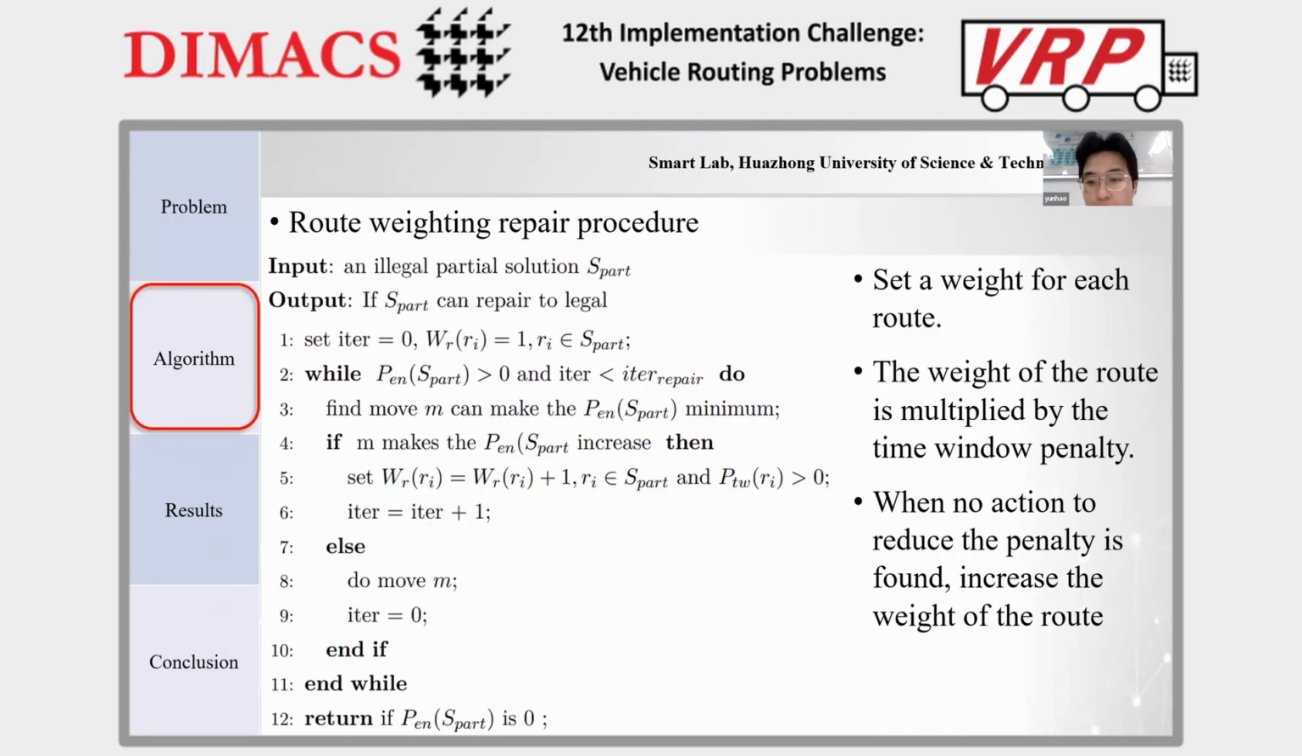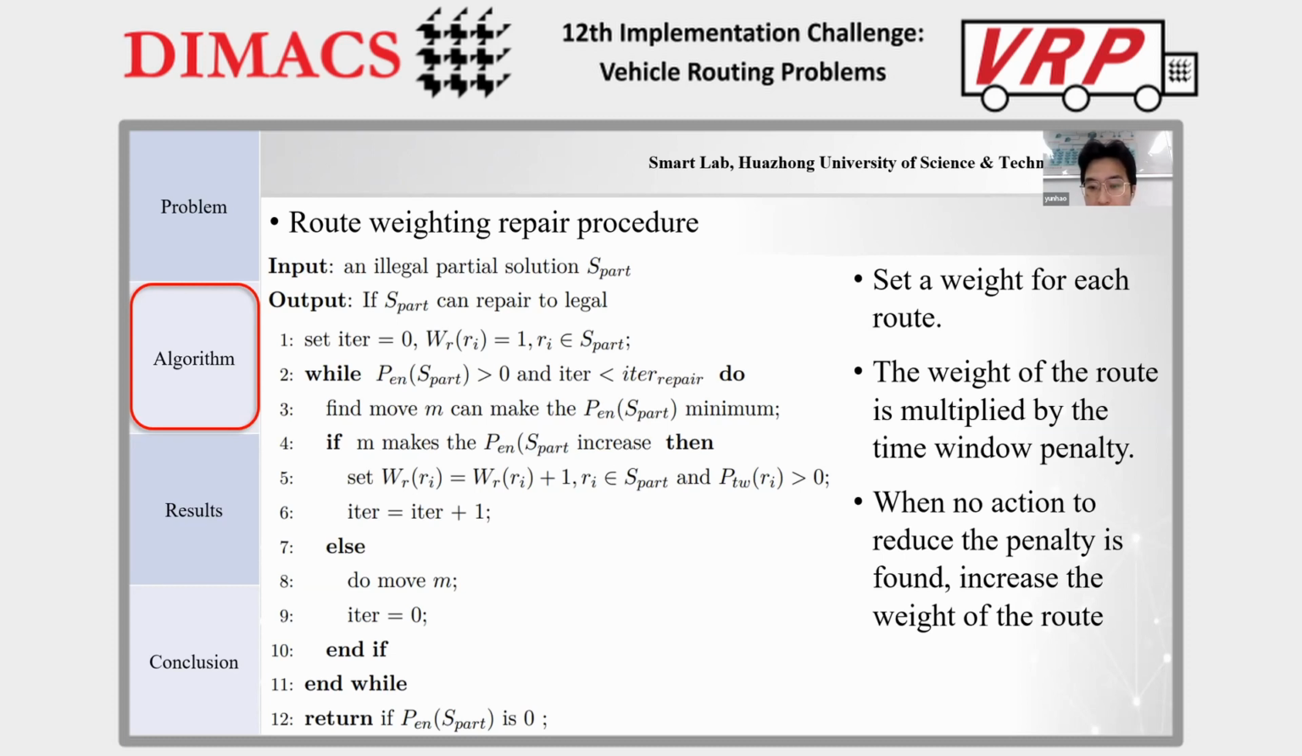And then this is the repair procedure. This procedure starts with a solution with penalty. Firstly, it finds a route R that violates the constraint. Then it finds moves in the neighborhood of R that can reduce the penalty.